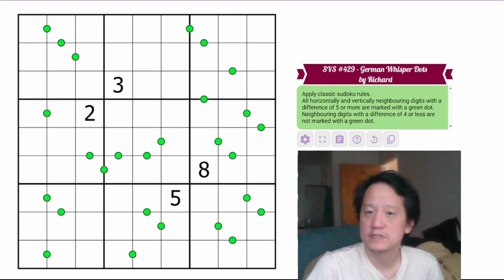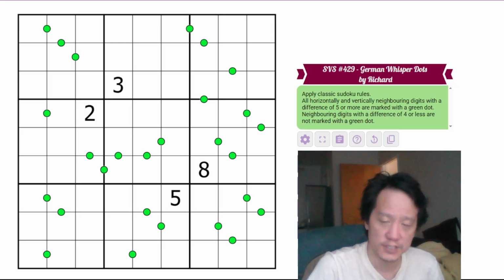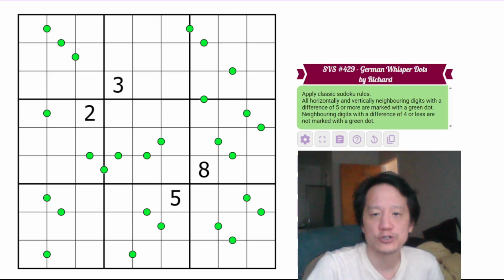Now take that easiness with a grain of salt, because it's considered easy by the people on the Logic Masters Germany forum, and there's a lot of really smart people there. Today's puzzle is SVS number 429, which is German Whisper Dots, and it's by Richard. And here are the rules.